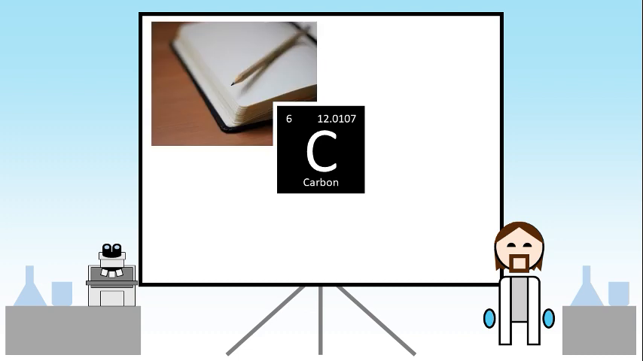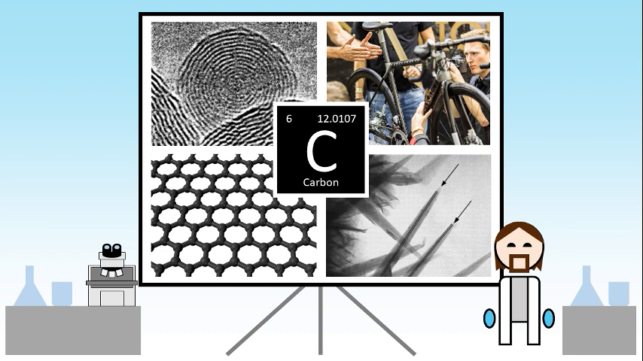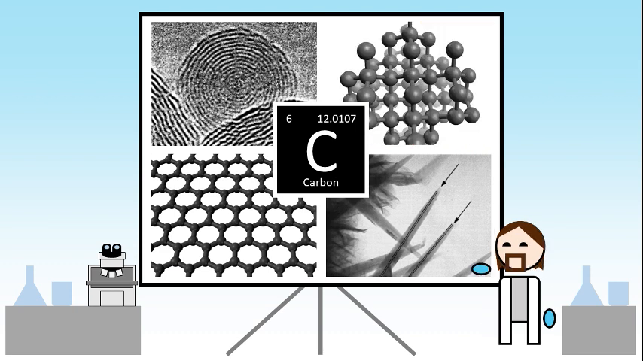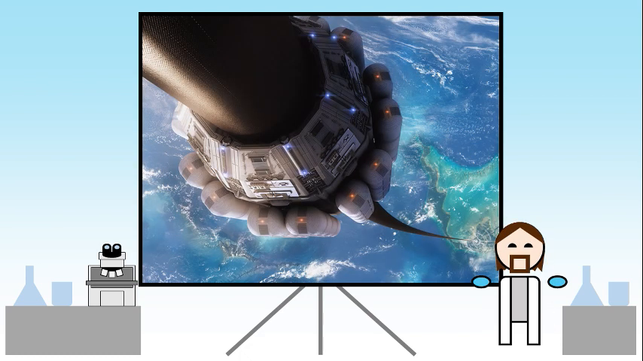So as you can see, elemental carbon exists all around us, in a plethora of weird and wonderful forms. In future episodes, I'll be discussing some of them in more depth, including how we can make them, and how we can use them to build new and interesting stuff.